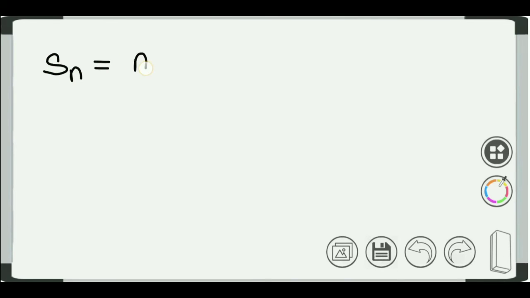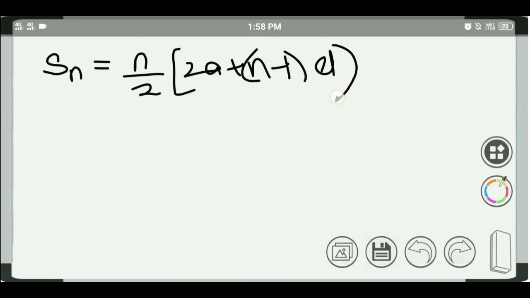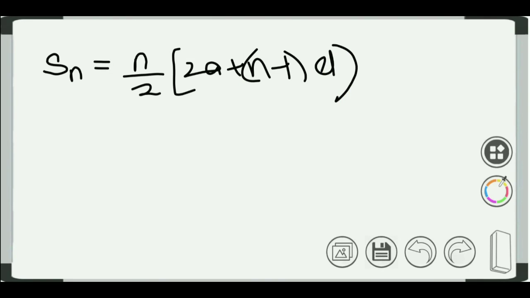Sn is equal to n by 2 into 2a plus n minus 1 into d. So when I substitute n as 13, because we need to know the sum of 13 terms. You can read the last sentence. What is the total length of such a spiral made up of 13 consecutive semicircles? It is given in the question, 13 consecutive, so you can take n is equal to 13. You need to know the total length. Total length means you need to add it. So sum of 13 consecutive semicircles means you take n as 13.